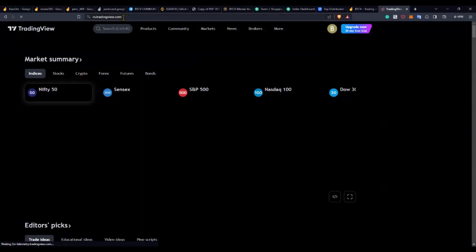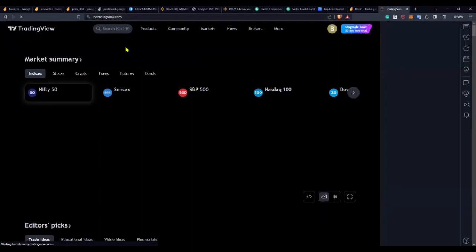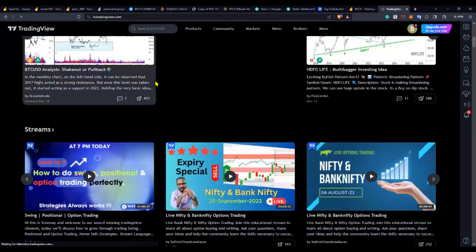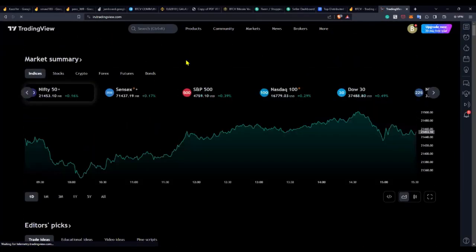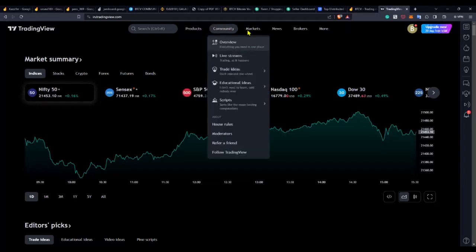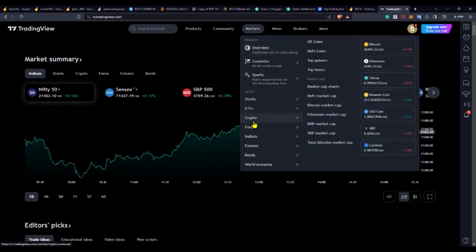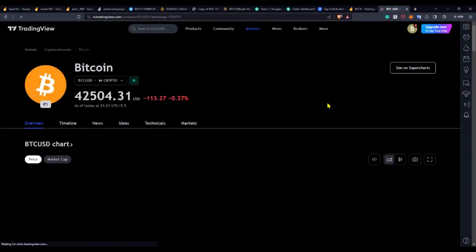So that's your home page, it will look something like this. Now what we have to do is go to Markets, the third option from the top, then click on Crypto, and click on Bitcoin. That's it: Markets, then Crypto, and then Bitcoin. If I click on it, a page will open, and this is how it will look.